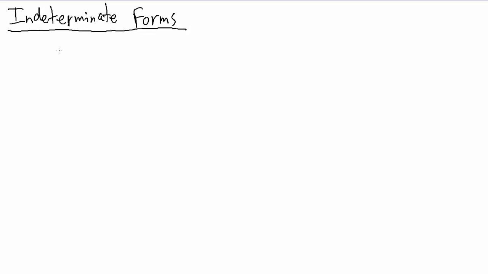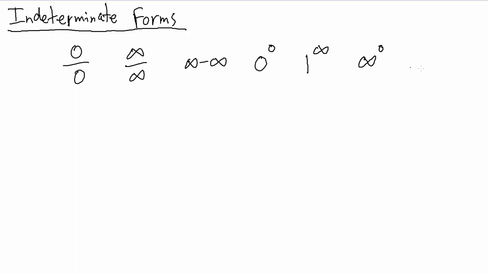There are 7 of them. We're going to talk about what it means to be indeterminate and explain why they're indeterminate. So we'll just go ahead and list them in no particular order. So the first one we'll list is 0 divided by 0. Then we have infinity divided by infinity. And then we have infinity minus infinity. Then there is 0 raised to the 0 power, 1 raised to the power infinity, infinity to the 0 power, and then 0 times infinity.